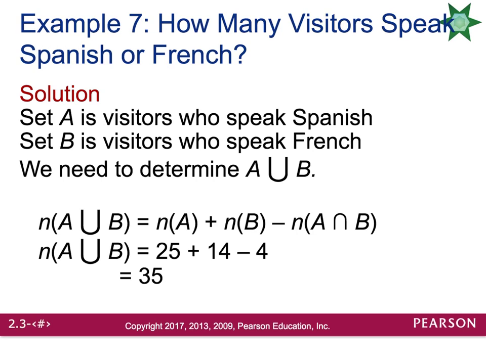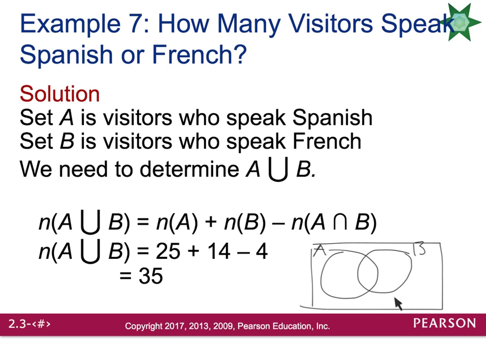Now we can also use a Venn diagram here. I can start by drawing my universal Venn diagram where A is Spanish, B is French, and make them cross. Then I start with the number that speak French and Spanish, and I'm going to put that in region 2. So I would put a 4 here. That's how I would start to solve that.